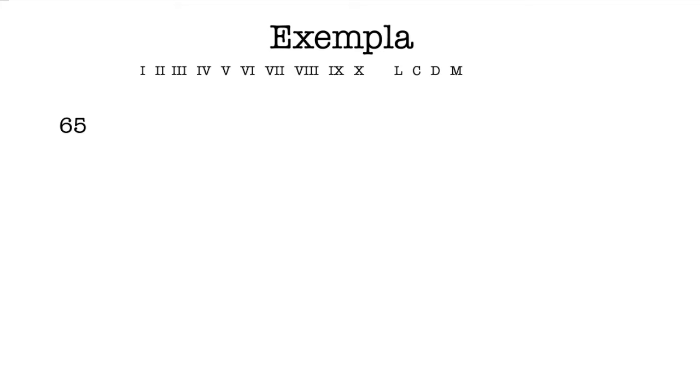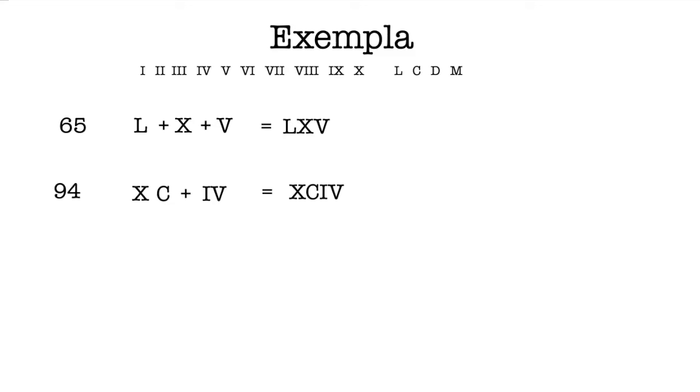So for 65, in order to get 60, we need L plus X gives us 60, and then the V. So LXV is 65. 94. So now we are 10 before 100. So we're subtracting that, and that's how we get 90. Plus IV is 4, so that's 94. 521, so the 500 is D, and then plus 21, so there's 20 and 1. DXXI, 521.